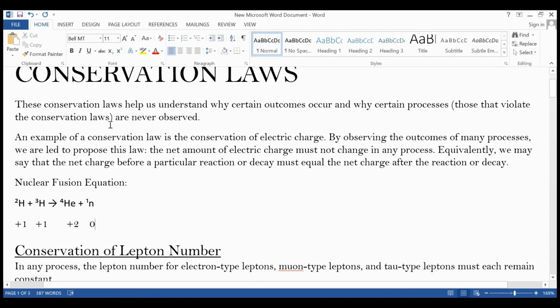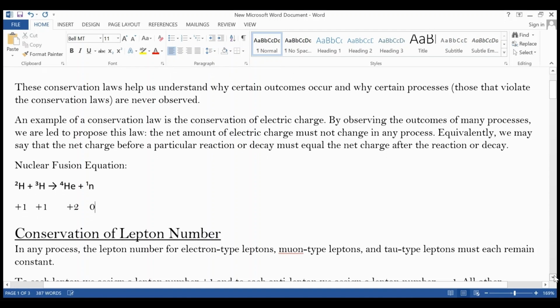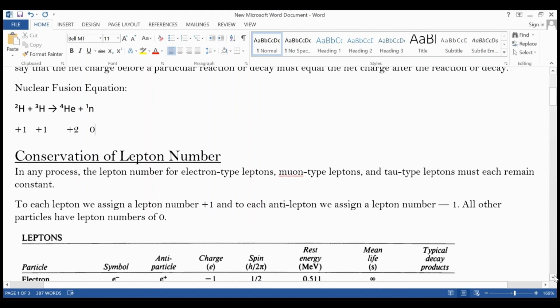The conservation laws help us to understand why certain phenomena occur and why certain processes are never observed. When conservation laws are violated, a process is impossible to occur under normal conditions. In particle physics, we will study the conservation of lepton number, baryon number, and strangeness. Starting with the conservation of lepton number.